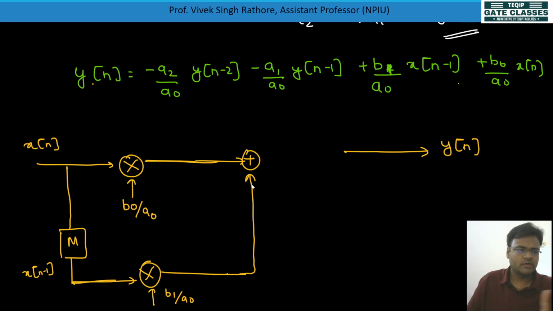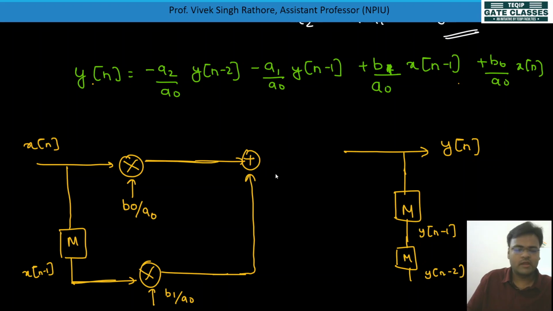So on the left hand side we got y of n on the right hand side. You can tell that y of n minus 1 is also there. So one delay factor will be applied here so that we can get y of n minus 1. But y of n minus 2 is also there, so one more delay factor will be coming, so we'll get y of n minus 2.